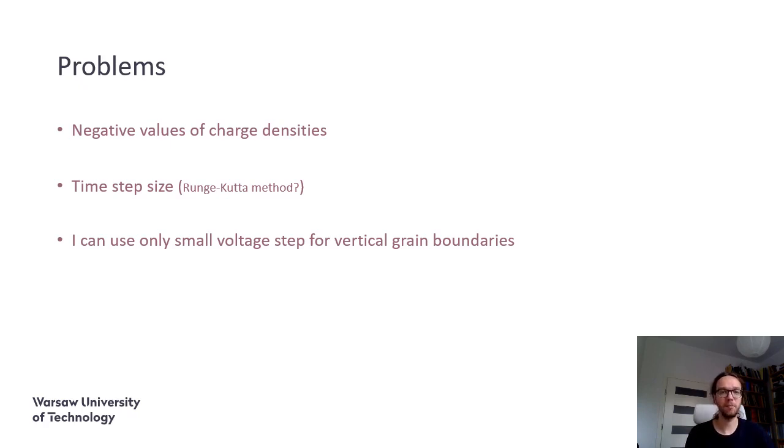And also I have some issues with convergence in vertical grain boundaries, and it is probably because I start from not very physical initial conditions.